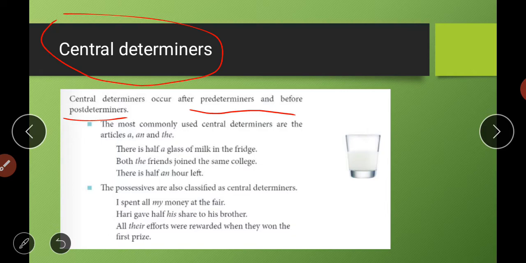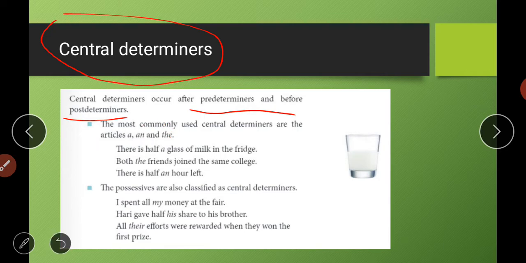For example, the most commonly used central determiners are the articles like a and the. Most of the time, articles act like central determiners, like there is half a glass of milk in the fridge. The word half is a predeterminer, as we have done earlier. What post determiners are, we will talk about in the next one. Here the predeterminer is half, and the central determiner will come after the predeterminer, so a is coming after half.